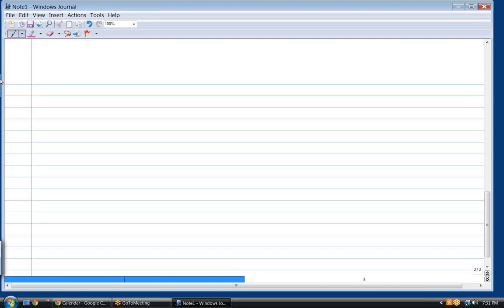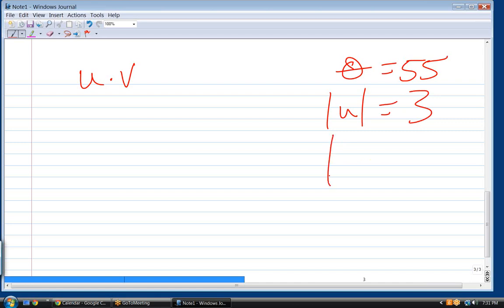Okay, the first one is: find u dot v given that the angle between u and v is theta equals 55 degrees, magnitude u equals 3 and magnitude v equals 2. All right. They finally gave us a problem that I couldn't do by my method.